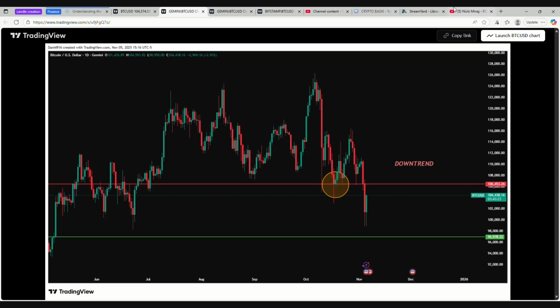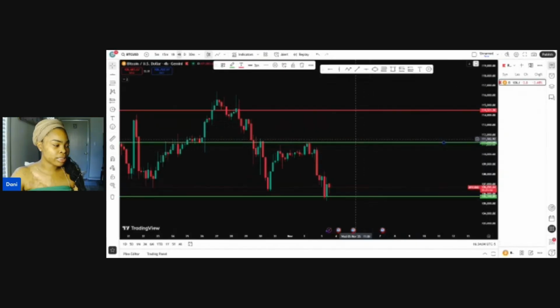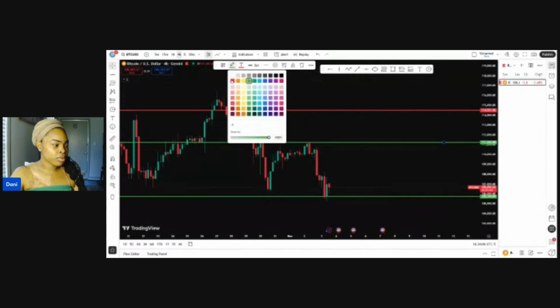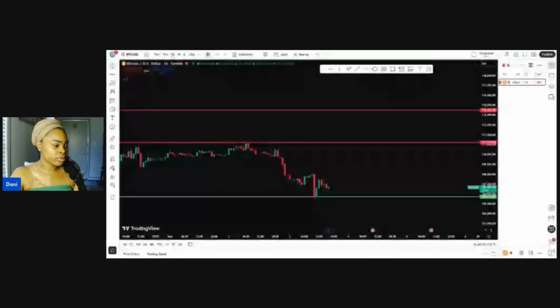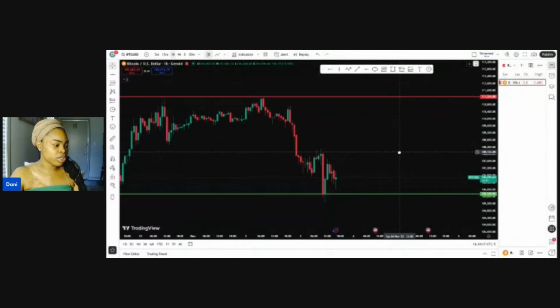We're going to drop down to the 4 hour, and we're going to do the same thing, marking our resistance and our support, which I would keep the same. All right, and then we go to the 1 hour and we see what it's looking like. Here's another resistance, even lower.